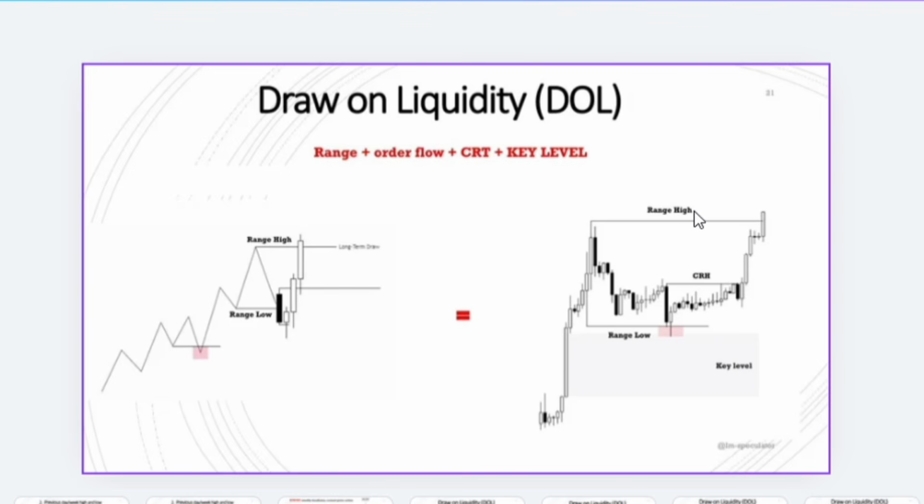With this, you can be able to understand draw in liquidity. I believe by the end of this video, you already know how to identify your draw in liquidity in the market. I wish you success and I wish you good luck.